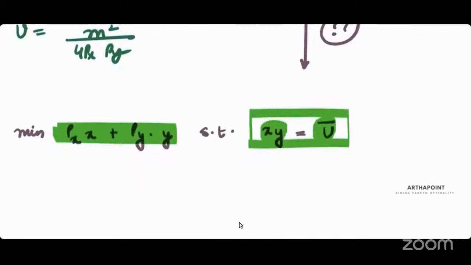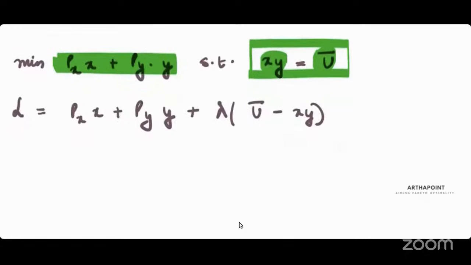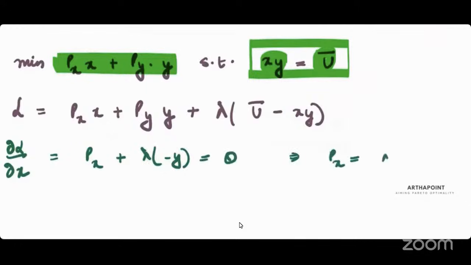Again, you can use any method, substitution, tangency, whatever you want. I'll form a Lagrange and so I will say my Lagrange is px into x plus py into y plus lambda into u bar minus xy. And I will form my equation. So first I will differentiate this with respect to x. I will get px plus lambda into minus y equal to 0. From here I will get px is equal to lambda y.